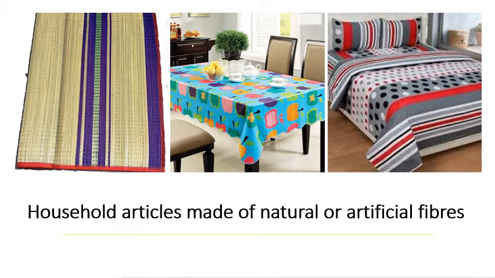So children, in this picture you can see household articles made of natural or artificial fibers. You can see here, this is a mat which is made up of jute. And what is jute? It's a kind of natural fiber. In the other picture, you can see a table with a plastic cover. What type of fiber is it made up of? It is made up of artificial fiber. The other picture is a cotton bed sheet. Cotton bed sheet, what type of fiber is it made up of? It's made up of natural fiber.